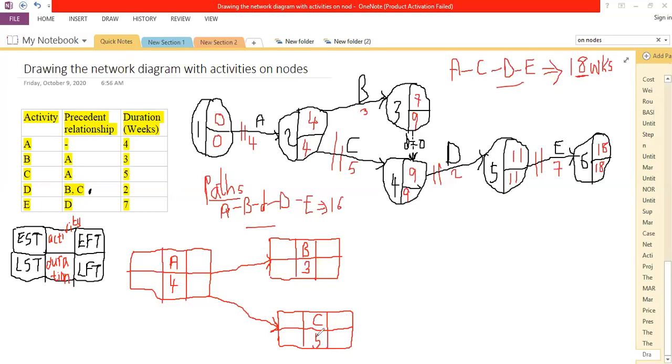So activity C has 5. I'm still guided by the project. Then activity B and C, now you can see they are not starting at the same point. They have been separated. So you can now merge the two.